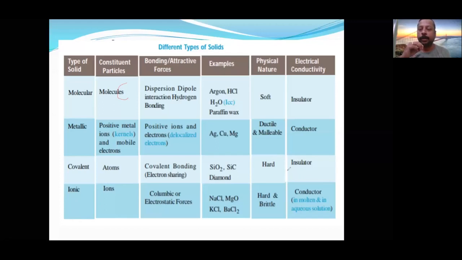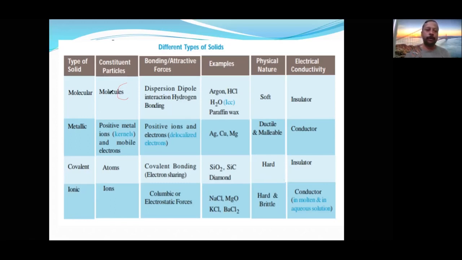The classification of solids based upon intermolecular forces gives four types. How many types? Four types. The same classification of solids, but based upon the arrangement, they are divided into how many types? Only two types, amorphous and crystalline, are the classification based upon the arrangement. Now, based upon the intermolecular forces or interparticle forces, they are classified into the following types.